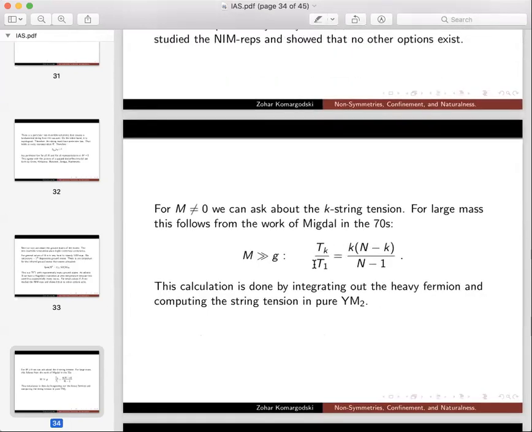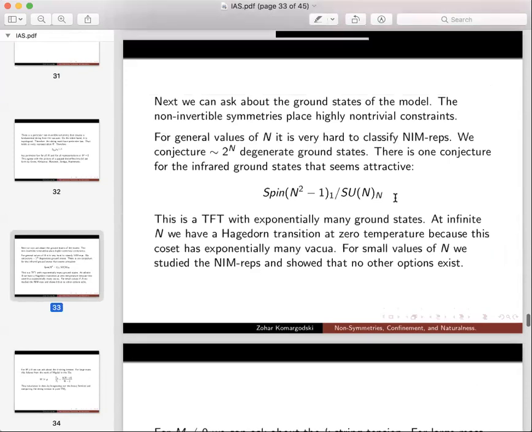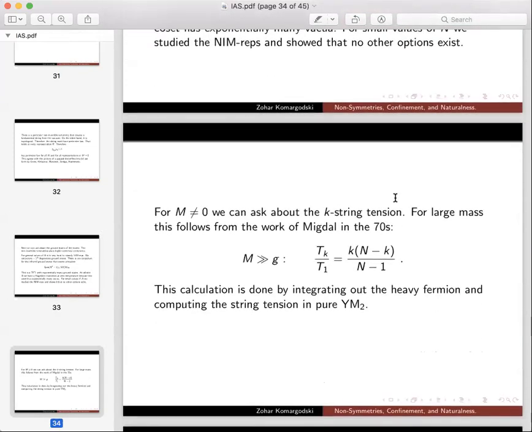Finally, you can ask about the strings. The strings at the massless point are not terribly interesting because they're tensionless. Because of the confinement, the strings that the quarks create don't have any tension. As soon as you turn on a non-zero mass, it's a very interesting question to ask about the string tension.